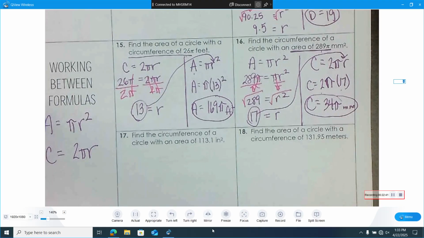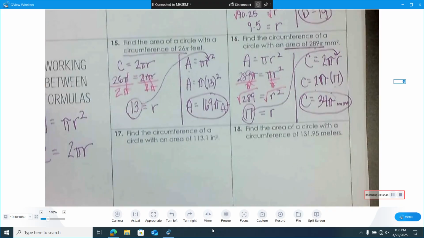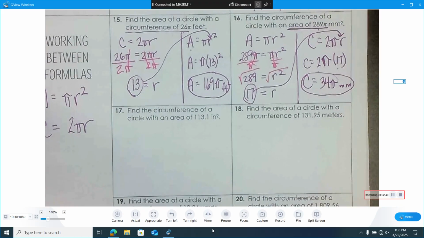Questions so far? Is this okay? It's just using 2 formulas back and forth. Very good. Last one is number 18 we're going to do.